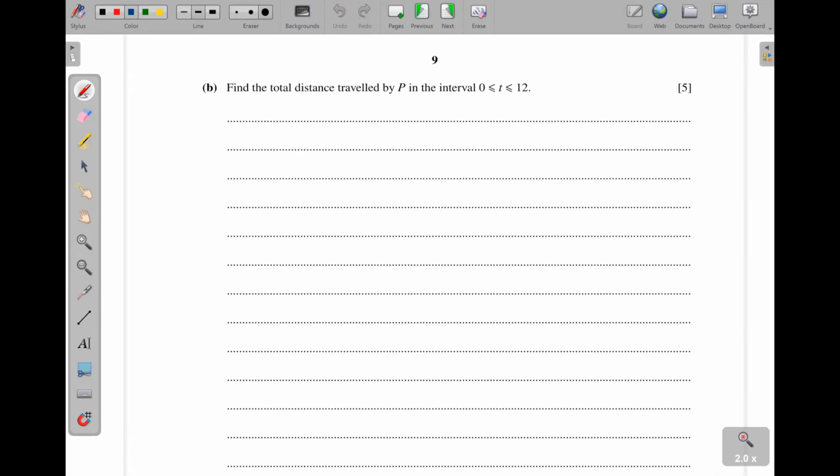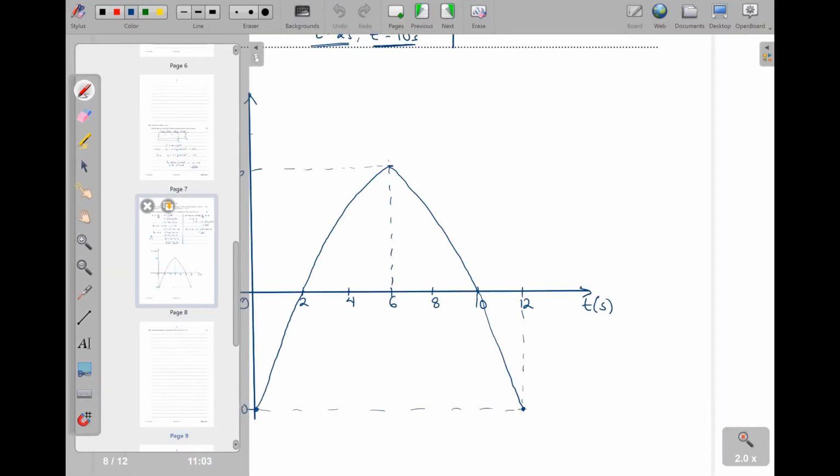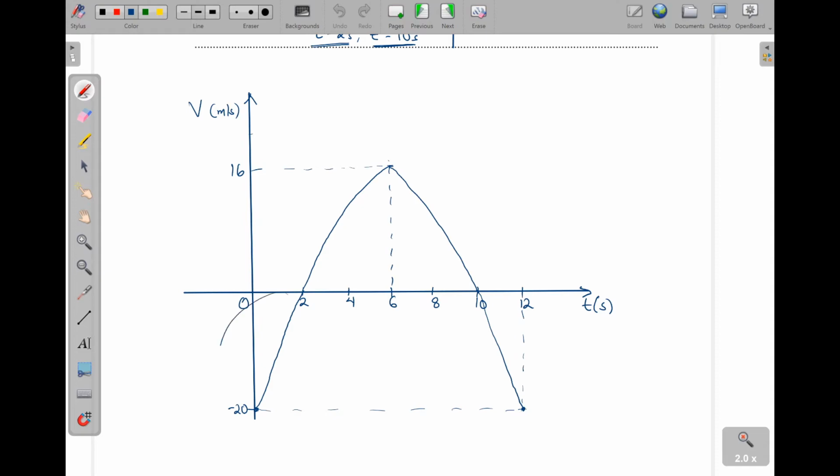Next, find the total distance traveled by P in the interval 0 to 12. When you sketch, even if they haven't told you to sketch, it is very important that you do a sketch so that you know the parts which are below the t-axis. So right from our sketch here, this part is below the t-axis. So I don't integrate from 0 to 12. No, I have to integrate from 0 to 2, and I put that in the modulus because this one gives a negative answer.